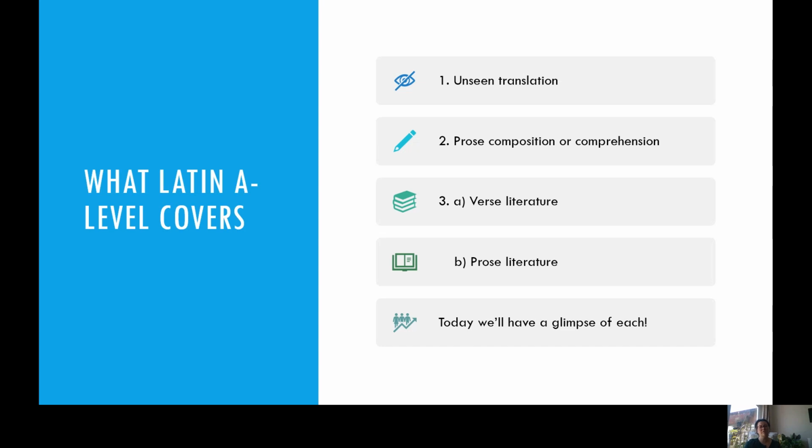Now, depending on the year group you're in, you'll be doing different bits of literature because they cycle through the text, they change it every couple of years. So you always do verse literature. I always choose to do Virgil for the verse, so we'll be looking at a little bit of Virgil together. And then prose literature, and I always choose to do Cicero. So again, we'll be looking at a tiny bit of Cicero.